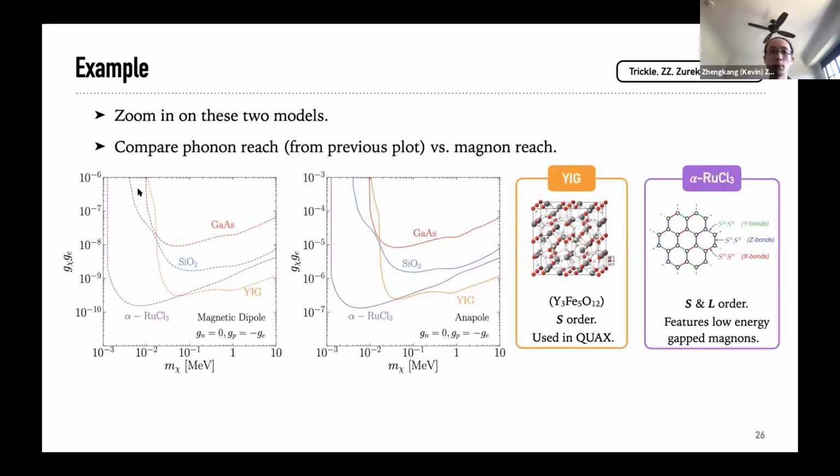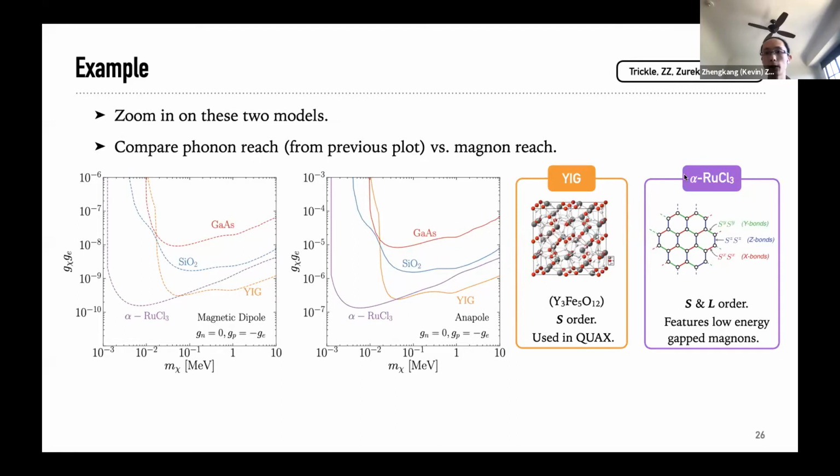So here I'm zooming in on these 2 models and overlaying the phonon reach curves with the projected magnon reach curves, considering 2 targets. One is YIG, yttrium iron garnet, which is one of the best studied, perhaps I should say the best studied, magnetic material. And it has S order, which means it can probe the dark matter coupling to the spins. And this is also the one used in the QUAX experiment.